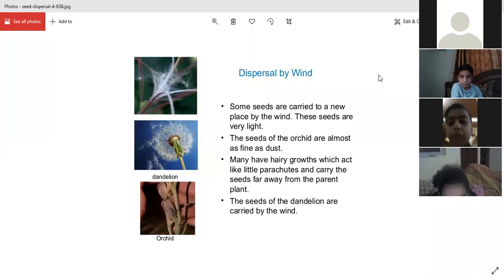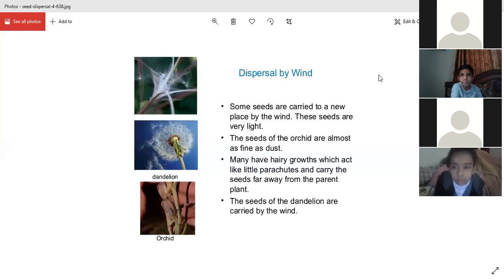Some seeds are carried to a new place by the wind. These seeds are very light. Now, as you must know, the seeds or the petals which are carried by wind from one place to another must be very light in weight. यानी कि डेफिनेट सी बात है कि इनका जो वेट होता होगा वो बहुत हल्का होता होगा, तभी तो विंड से एक जगह दूसरी जगह जा रही है ना.